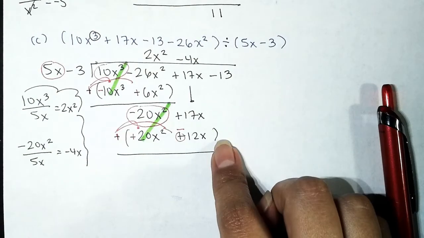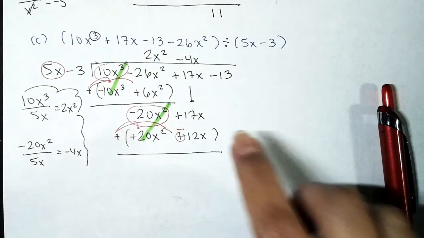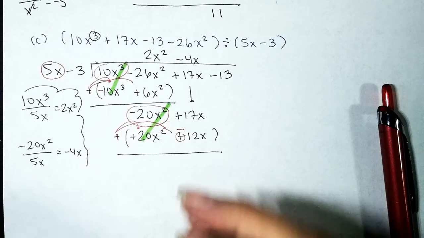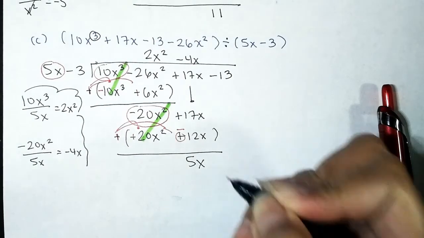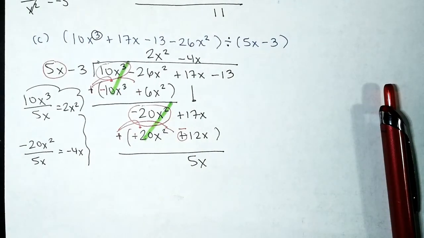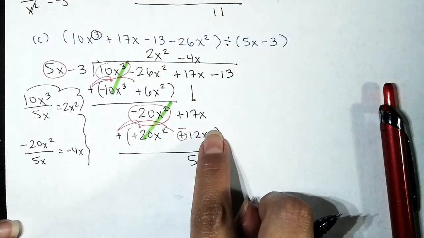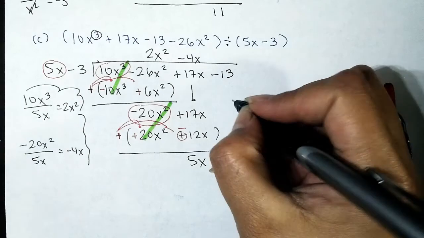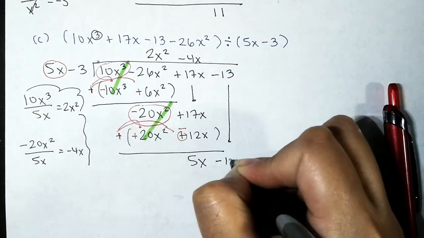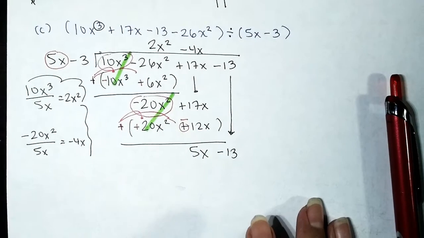17x minus 12x is, I'm having a moment. This is why we need to sleep. It gives us 5x. So I think for the last time, steps to long division: divide, multiply, subtract. If there's another term, bring it down. Oh, we're so tired. I know, me too. I'm going to take a nap, okay?